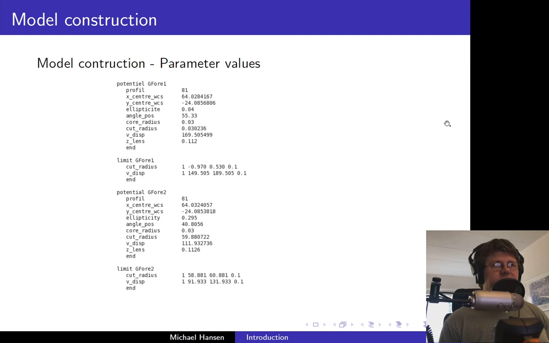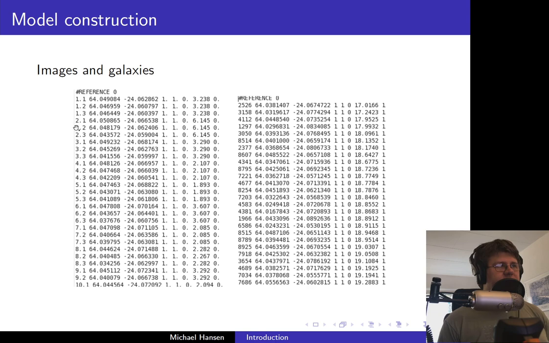Then we have images we put in here. We could actually give, if we wanted to, just like with the galaxy, with the profile, we could say, well, is the image elliptical? But in this case, we just assume, and that seems to work pretty well, that all of these images have a size of 1 in either direction. And obviously, there's no rotation angle then. And then we have the redshift here. So for these three images, it's 3.238. 6.145 and so on and so forth.